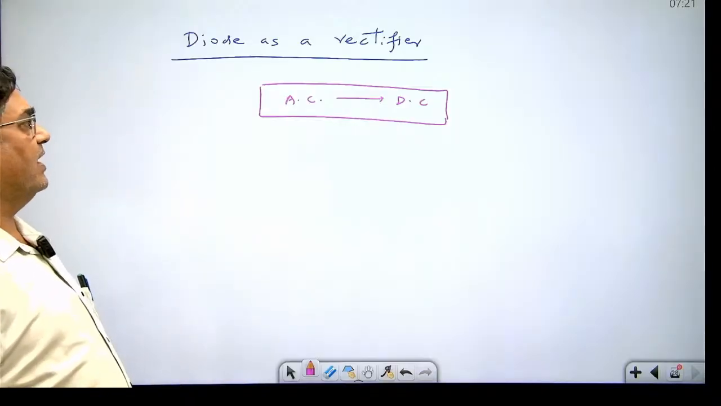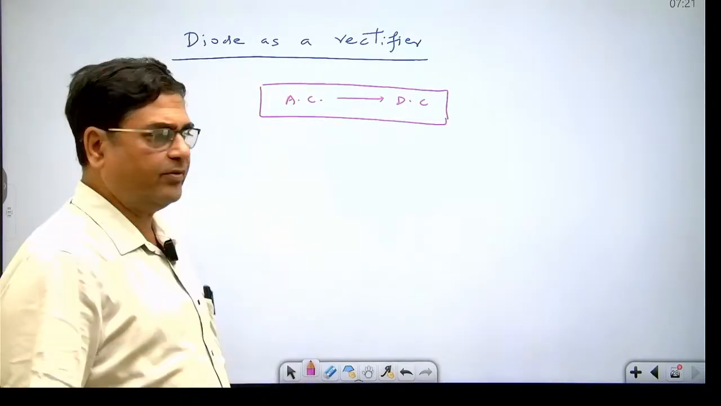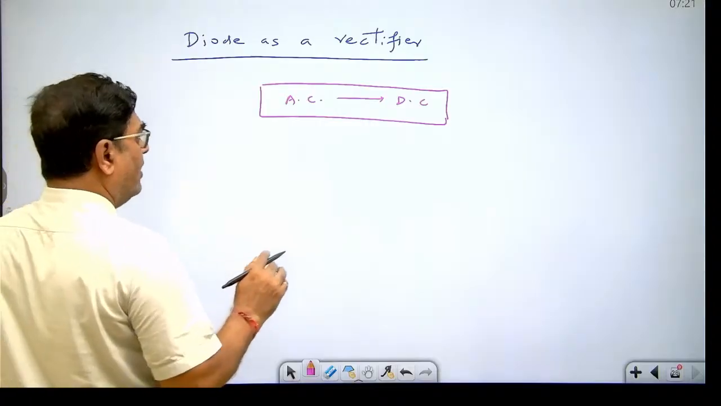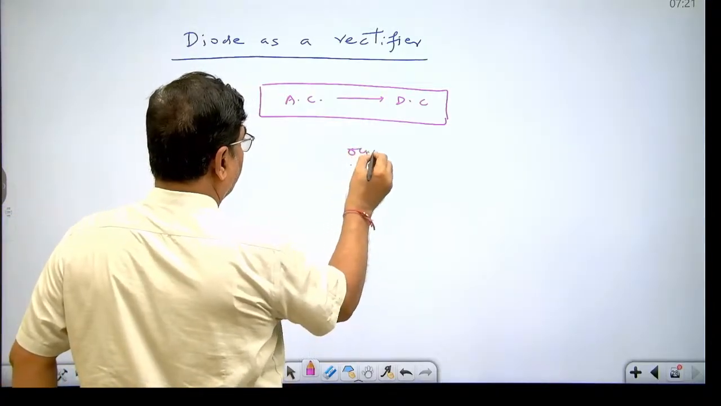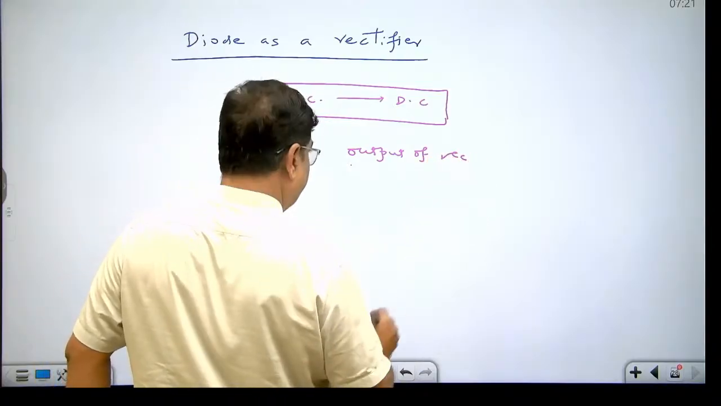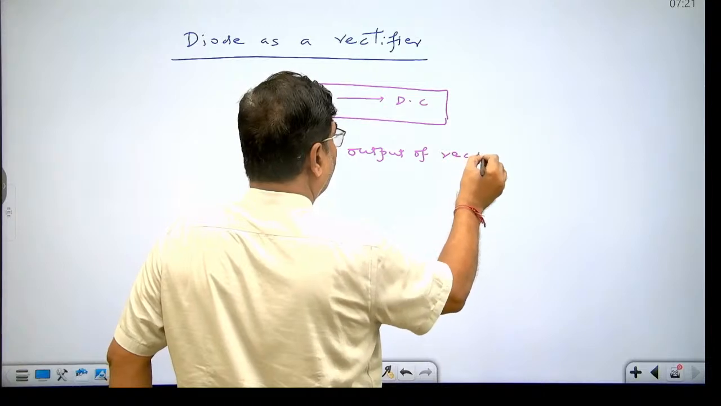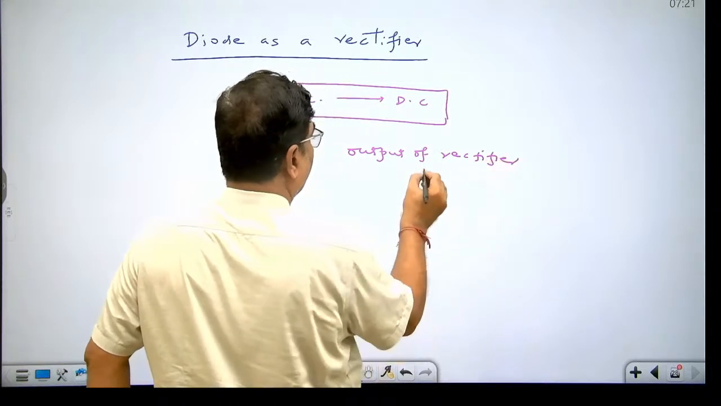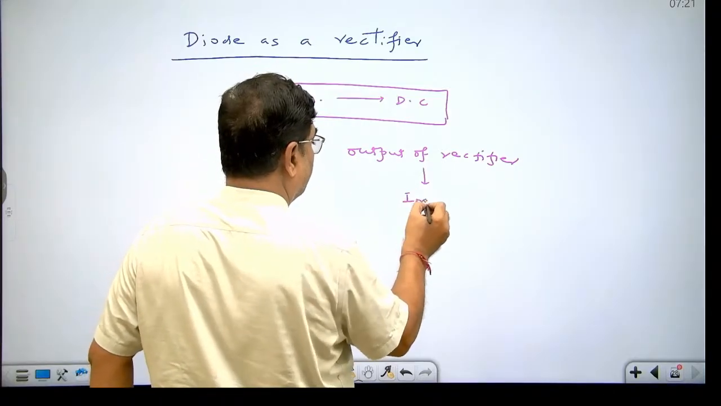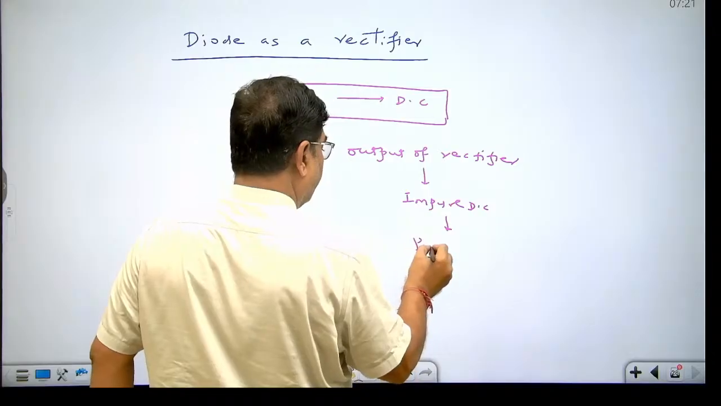Dear student, there are two types of rectifier. One is half wave rectifier and another is full wave rectifier, okay. In the output of rectifier, we get impure DC. That is, we obtain pulsating DC.